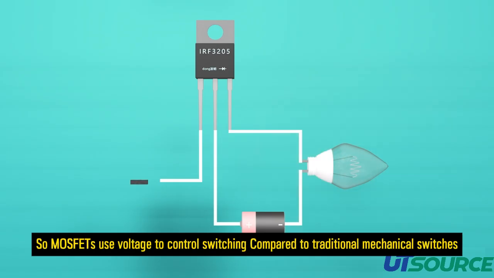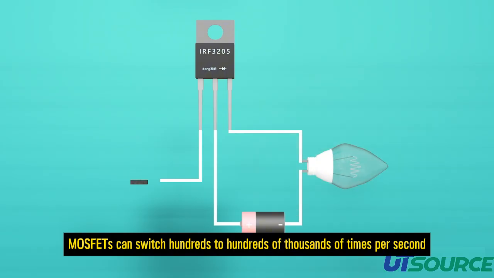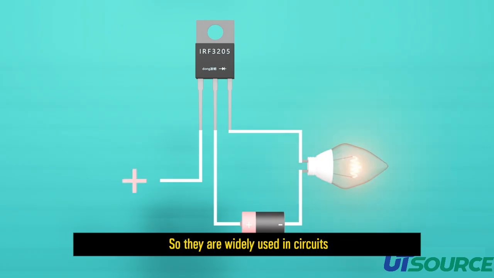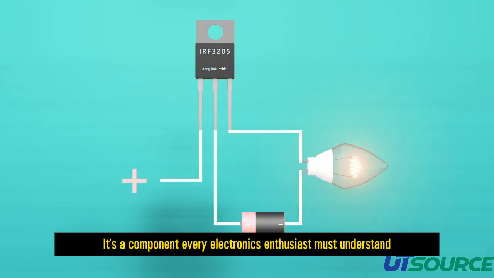So MOSFETs use voltage to control switching compared to traditional mechanical switches. MOSFETs can switch hundreds to hundreds of thousands of times per second. So they are widely used in circuits. It's a component every electronics enthusiast must understand.